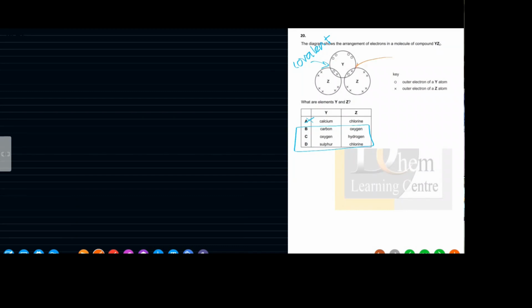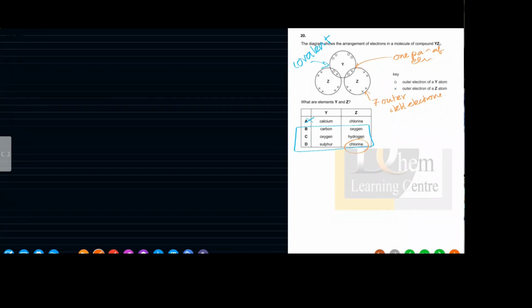And here you have one pair of electrons shared. This is how you tackle this. One pair of electrons, and there are 7 outer shell electrons. Can you see? There are 7 outer shell electrons. So that means Z has to be group 7. Make the answer D.